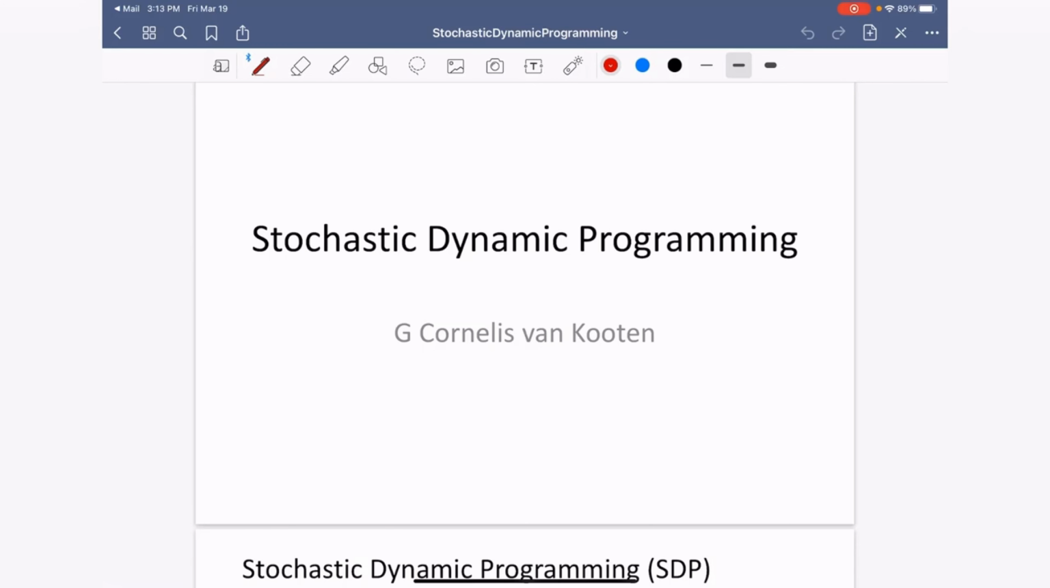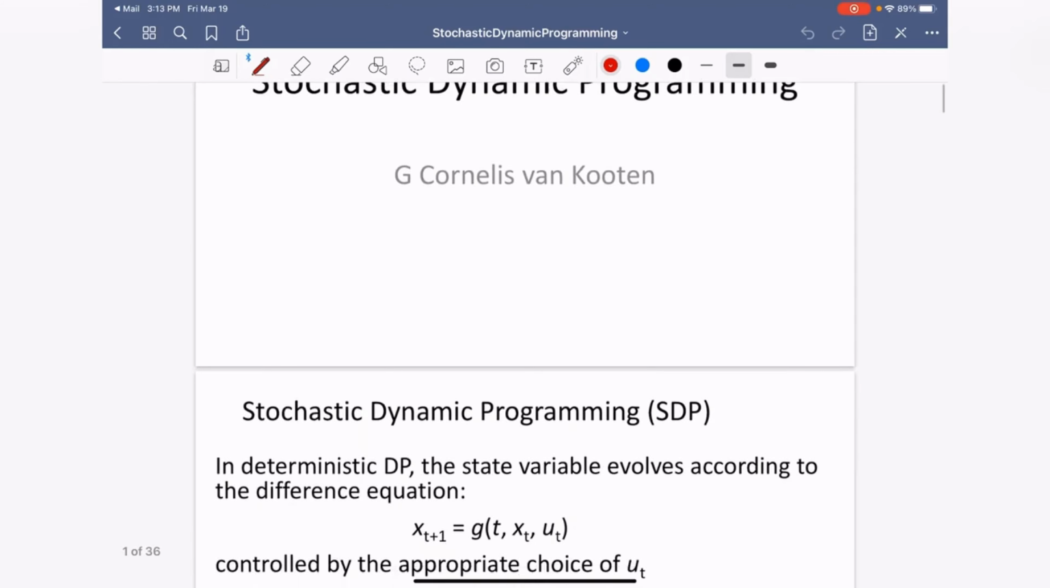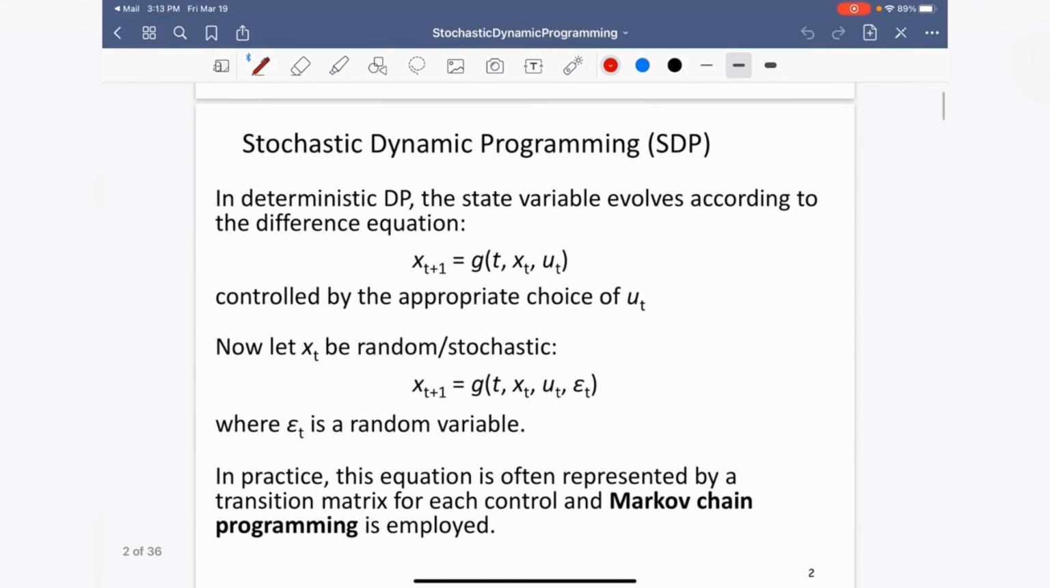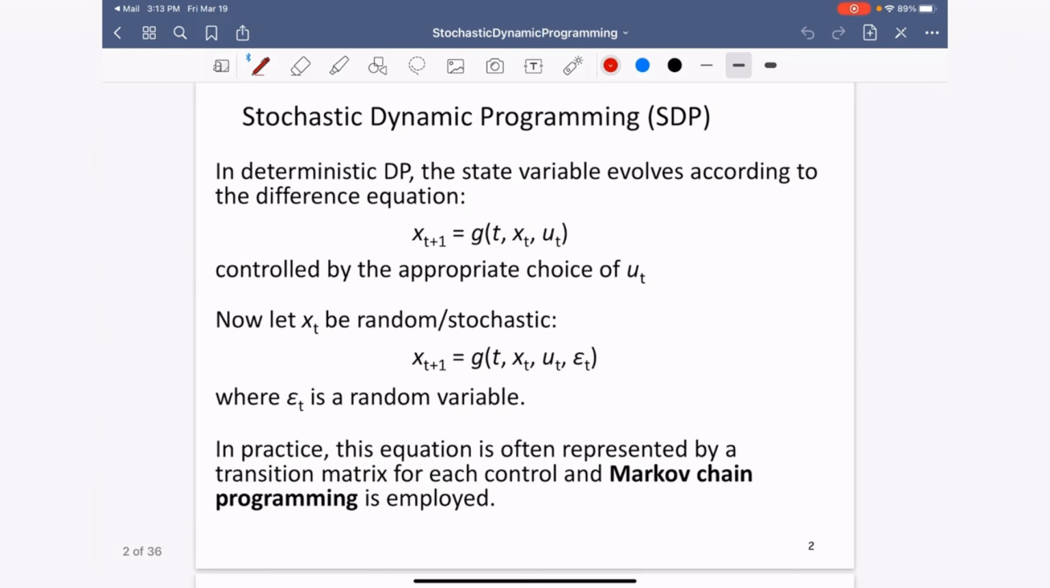In this video, we're looking at stochastic dynamic programming, which we sometimes denote as SDP. In deterministic dynamic programming, the state variable evolves according to the difference equation given here. This is the state variable, and this is the control variable, u of t. It's the control variable that we choose over time.